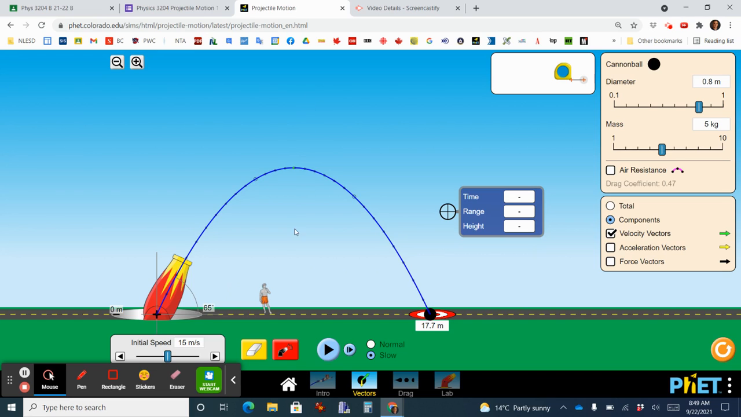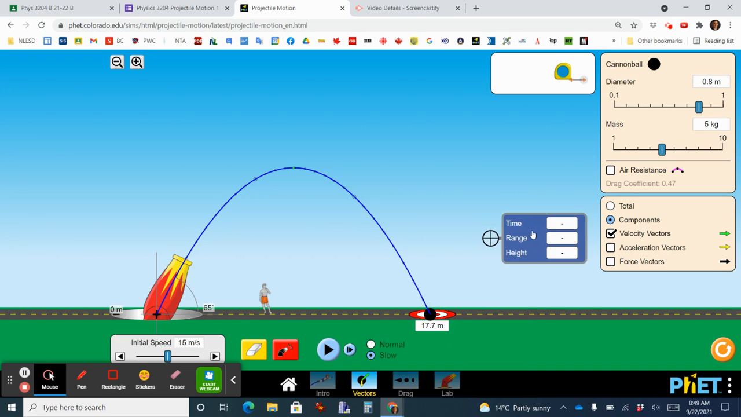You can see that this is a symmetrical parabola, which means that the vertical component of the velocity, I don't know if this will work. Okay, I allowed it to hit the ground. That was probably not a good idea. But the overall velocity at impact is the same as the overall velocity at launch, except that the direction has changed.